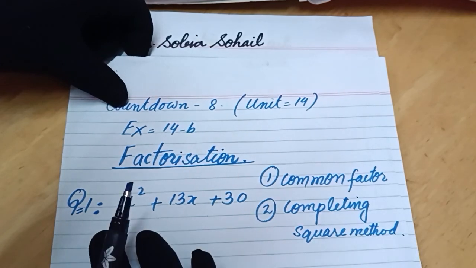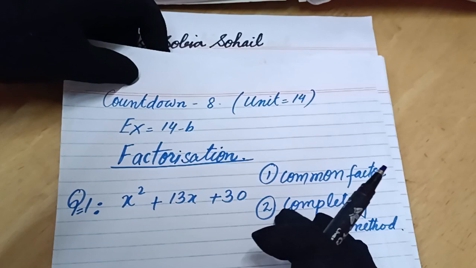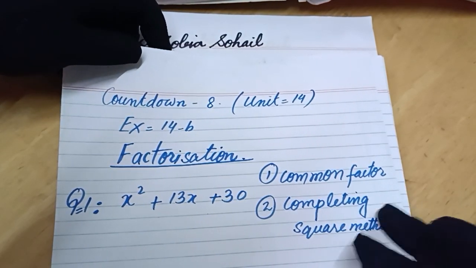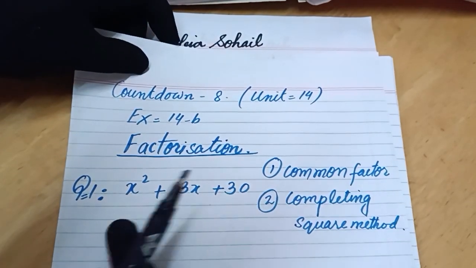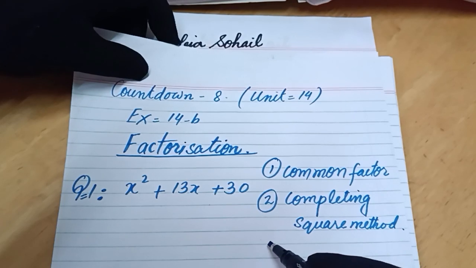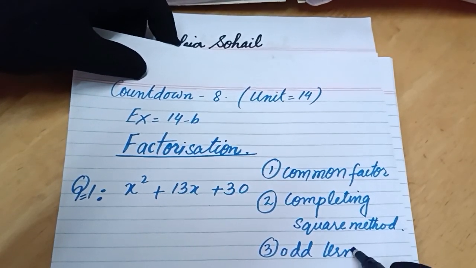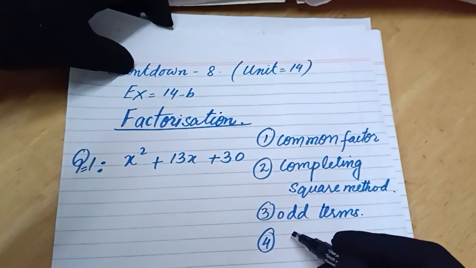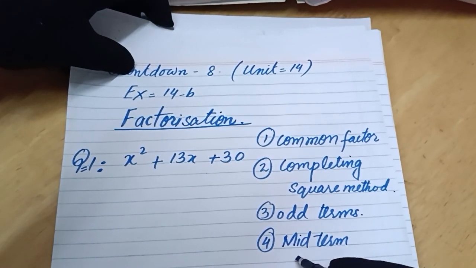Now check the number of terms. If the number of terms is even, like 2 or 4, then we make pairs and then take common. If the number of terms is odd, we use the completing square method, or like this one. There are 3 terms, so the number of terms is odd. In this case, the best method will be the midterm breaking method.